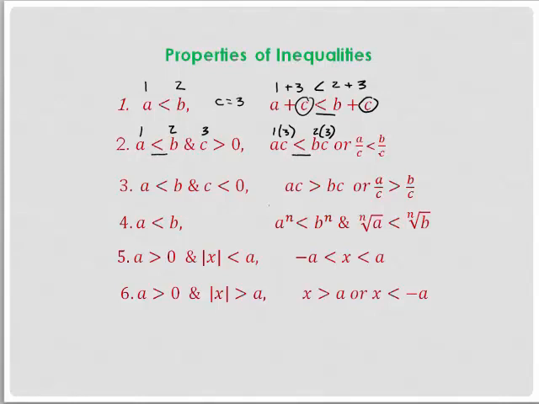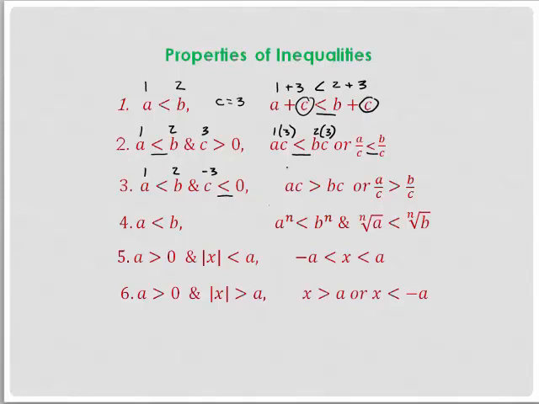And the same in division. It stays less than. Now, the problem we have here is when C is less than 0. That would be a negative 3. And we'll use 1 and 2 again.